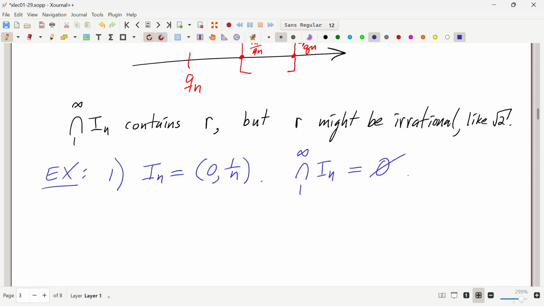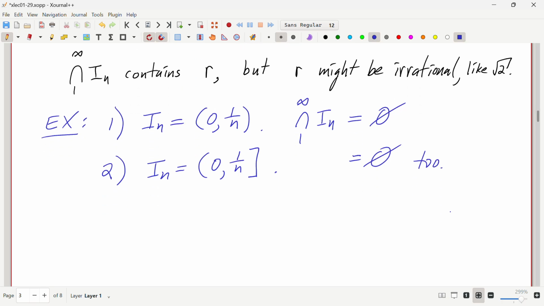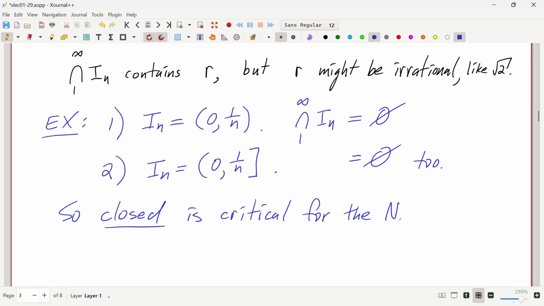Okay, and the same example shows that if I took the semi-closed interval, 0 to 1 over n, including that right endpoint, its intersection is also equal to the empty set. So being a closed nested set of intervals is critical for the nested interval theorem.